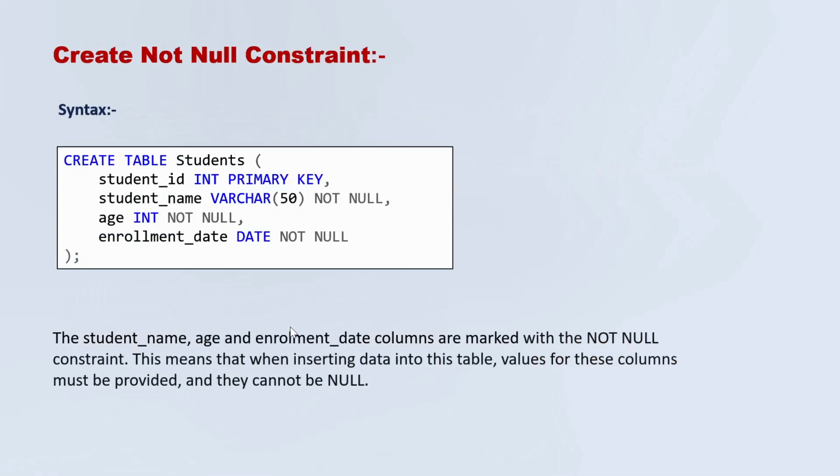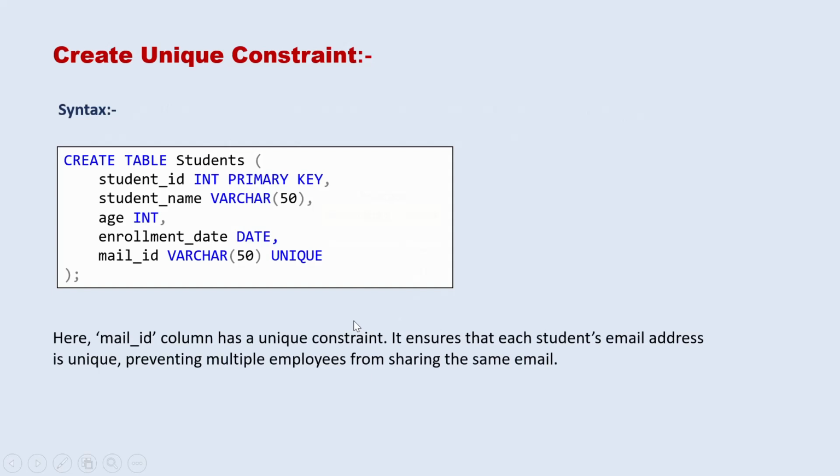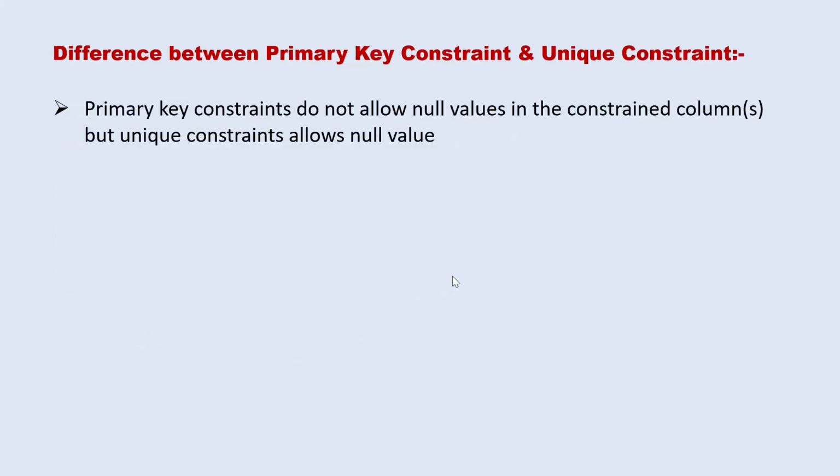But in case of unique key, it can allow one null value, right? By default, it can allow one null value. So this is the difference, that in primary key, you cannot insert null value, but in case of unique constraint, by default, one null value is allowed. Okay. So this is the main difference between primary key constraint and unique constraint.